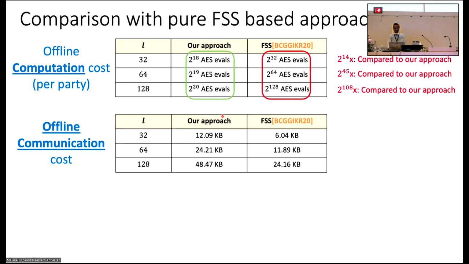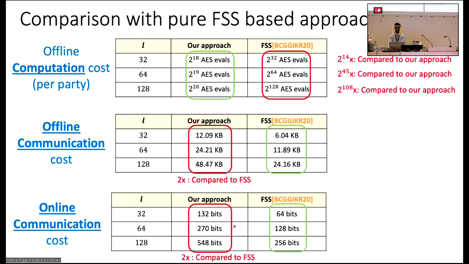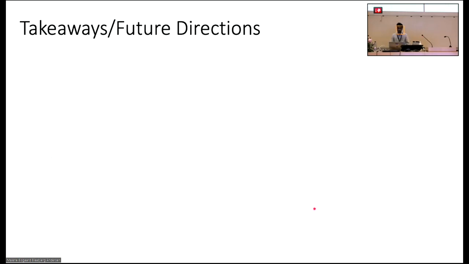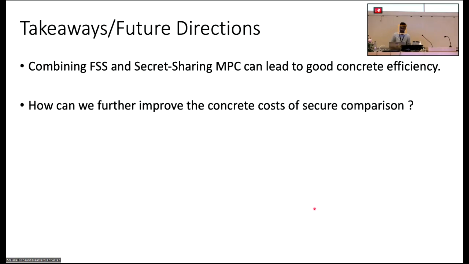In terms of communication cost, in the offline phase, we are two times worse than just the pure FSS based approach. And in the online communication as well, we are almost 2x worse than the pure FSS based approach. So the takeaway here is that combining FSS and secret sharing MPC can lead to good concrete efficiency.